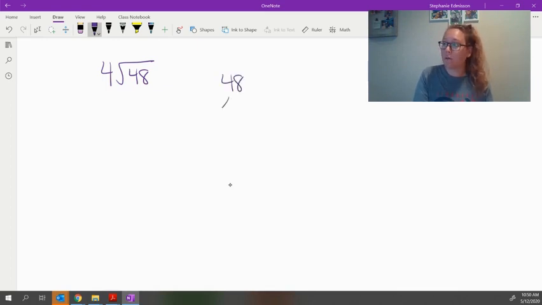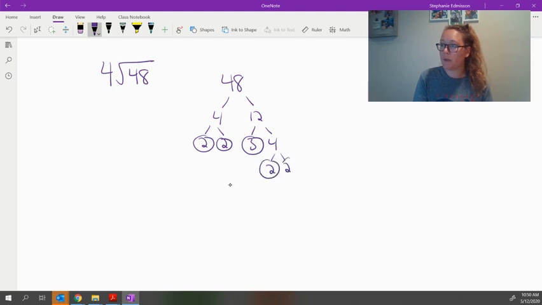I'm going to do 4 and 12. 4 is 2 times 2, and 2 we know is a prime number. 12, I'm going to do 3 times 4. 3 is a prime number, and 4 is 2 times 2. So I've got all my prime numbers now. Next step, write them out in order inside of the radical.